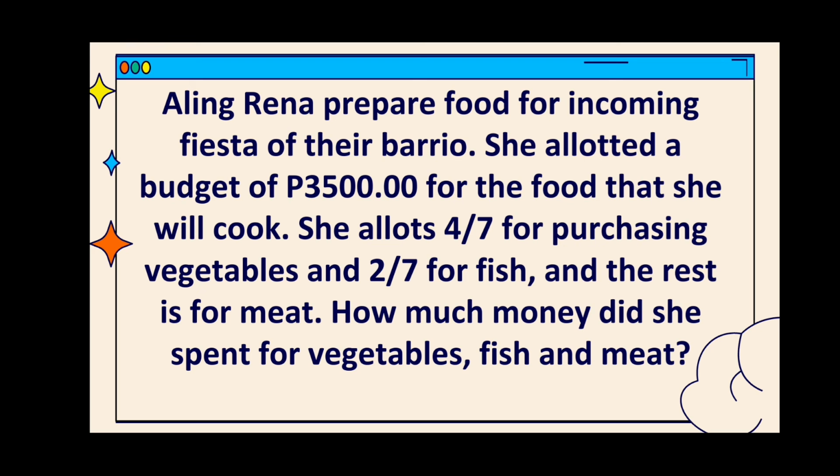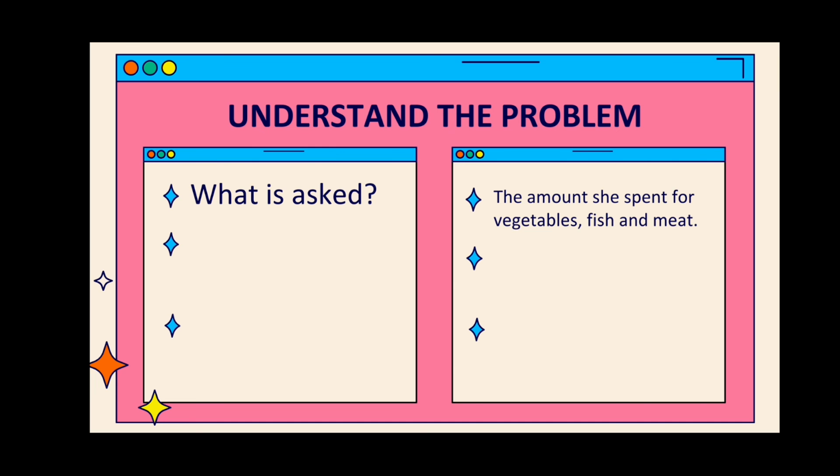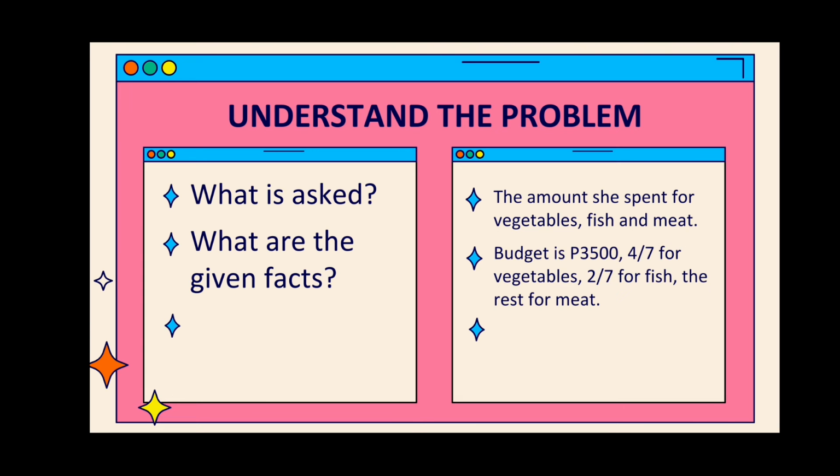Now let's solve the given problem by applying the 4 steps of problem solving. The first one is understand the problem. What is asked? Ano nga ba ang tinatanong sa given problem? It's the amount she spent for vegetables, fish, and meat. How about the given facts? The budget is 3,500 pesos. 4/7 of that budget is for vegetables, 2/7 is for fish, and the rest is for meat.